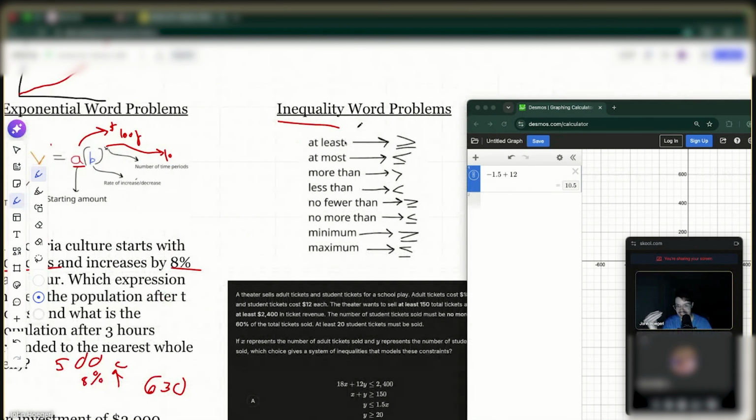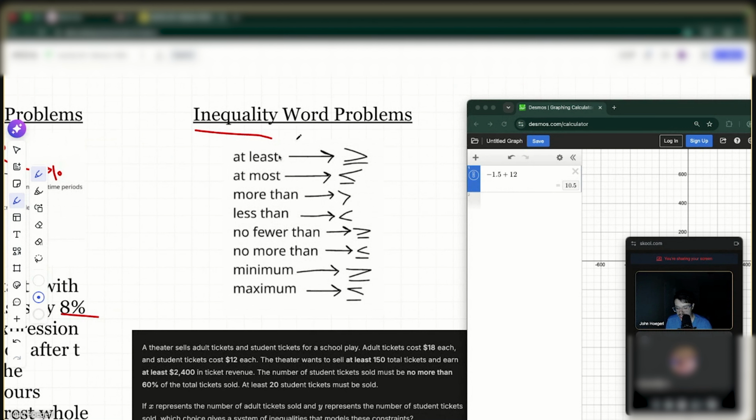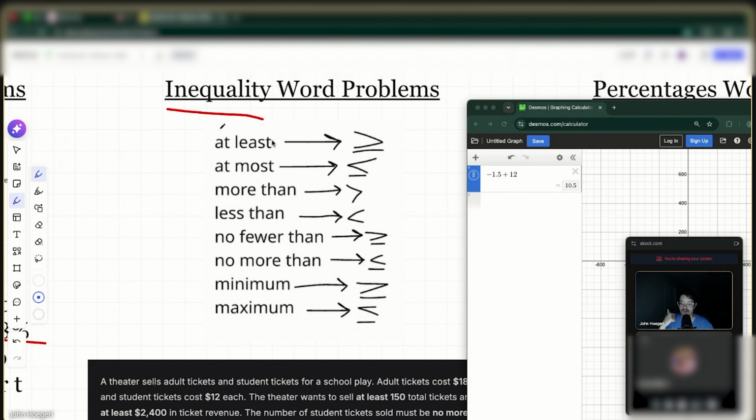That's the exact number. Inequalities, as you can guess, is where you don't have an exact number. It's more like you're saying it must be less than this amount, greater than this amount, at most, so all these different things. I have this example here of all the different situations it could show. You don't have to memorize all these. Most of these should make a decent amount of sense.